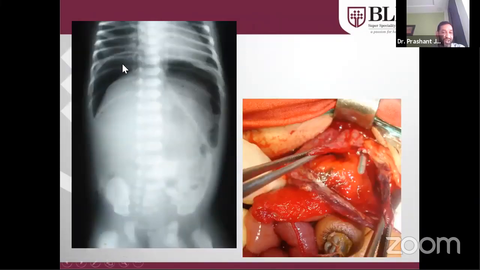This is an erect X-ray, and you can see very clearly gas under the diaphragm on both sides. In fact, the child had a gastric perforation, and the tube which was inserted in the stomach had come out from the stomach perforation and was lying in the pelvis.